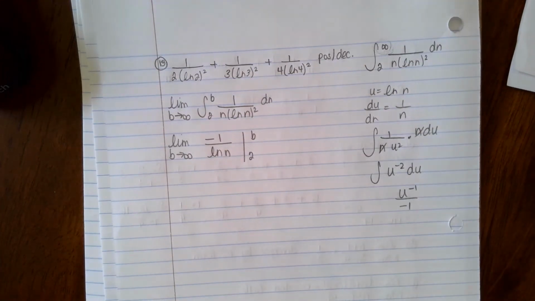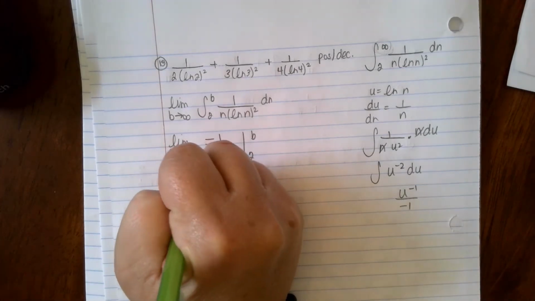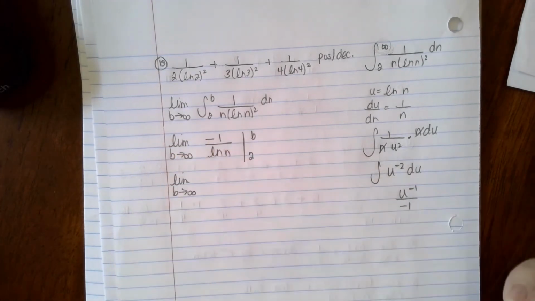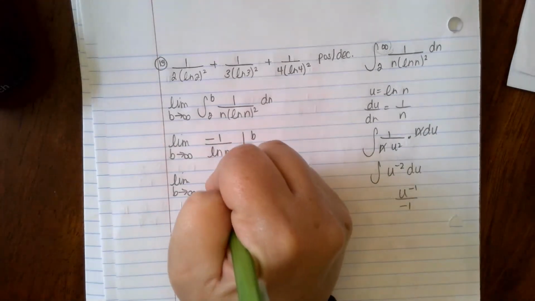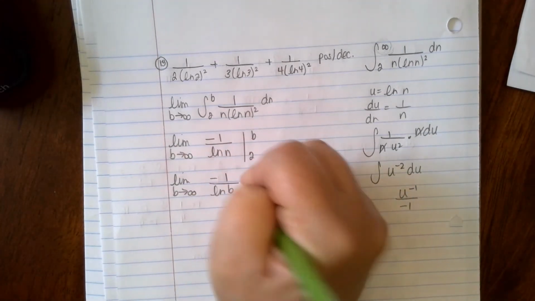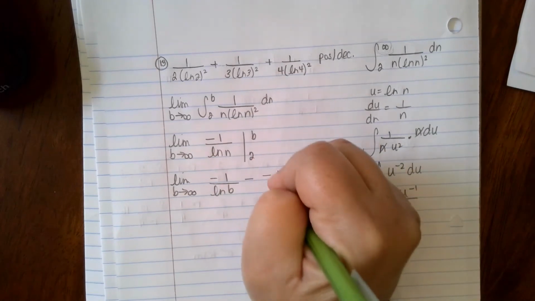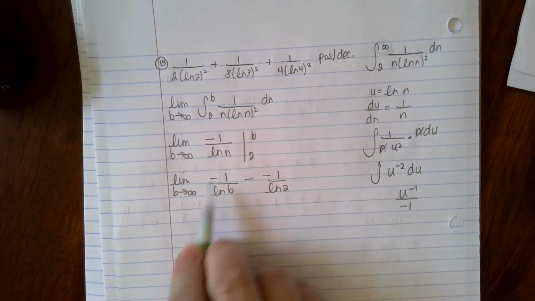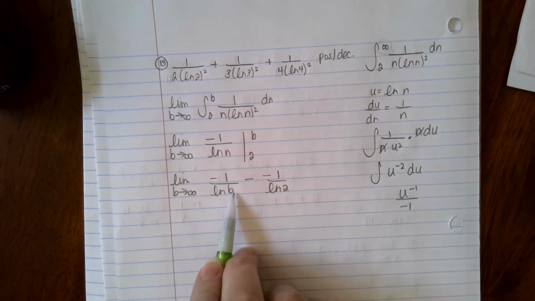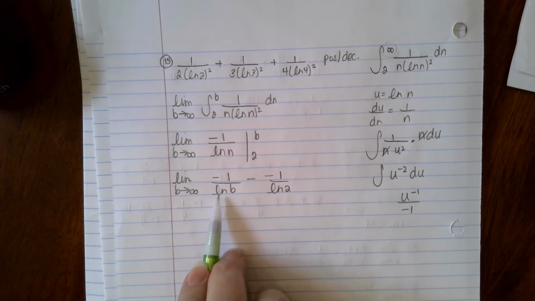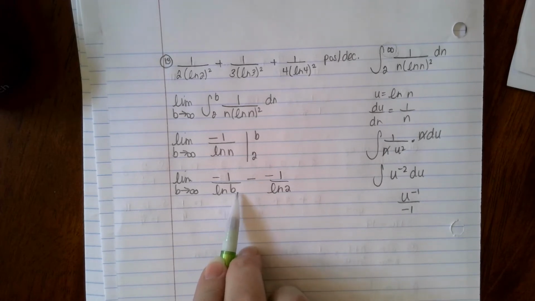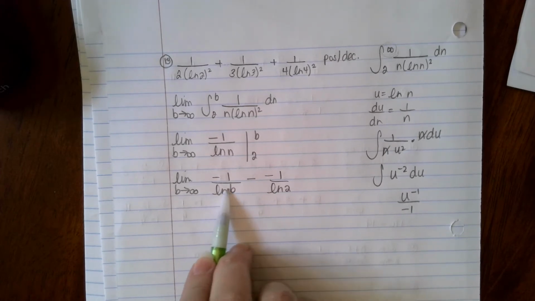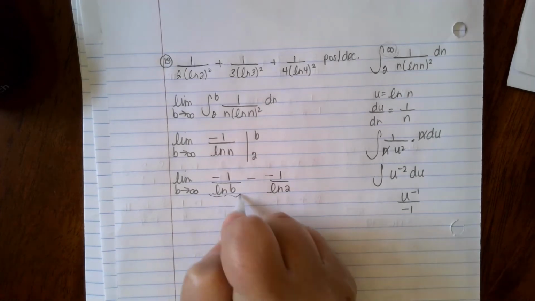Now, guess what? I have to write the limit again. So I'm writing the limit as b approaches infinity, and I'm going to plug in the b first, negative 1 of ln of b minus, now I'm going to plug in the 2. Okay? Now, we have to evaluate the limit. When you plug infinity into the denominator here, you got ln of infinity, which means that's going to infinity. Well, if your denominator is going to infinity, that means this thing right here is going to 0.